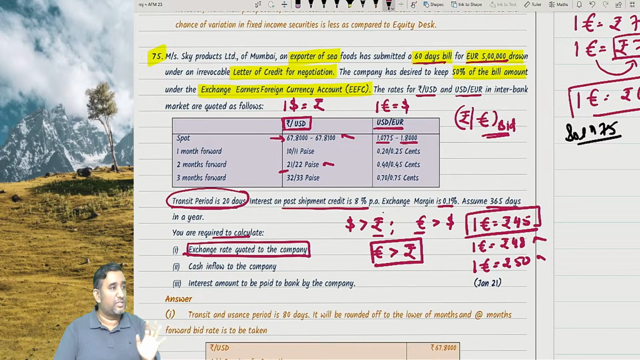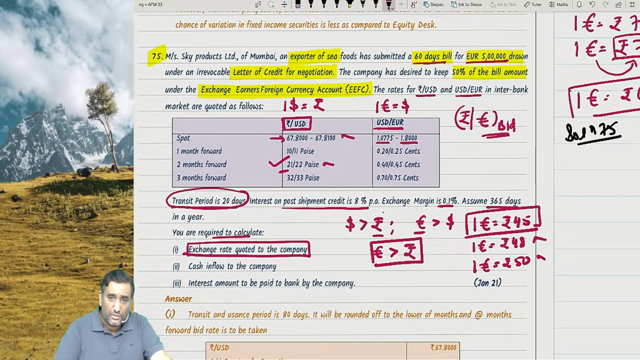There is no free lunch in this world. No matter what we say, that the bank is helping and so on, the bank will do rounding off whatever benefits the bank. So the bank will do rounding off to which month? 2 months. Hence we'll find what rates are? 2 months rate. That means what I'll do is 67.800, 67.8100 and they are given 10-11 paisa. So I'll find out the rate.